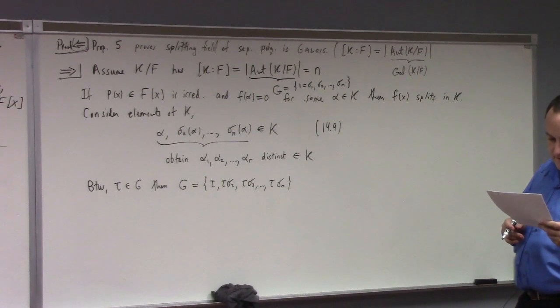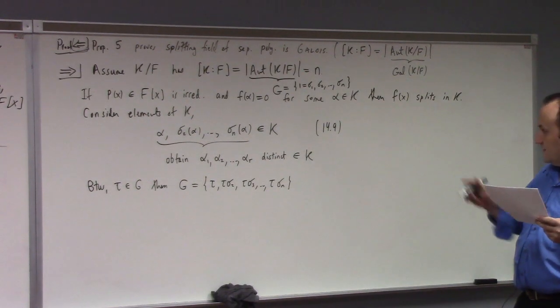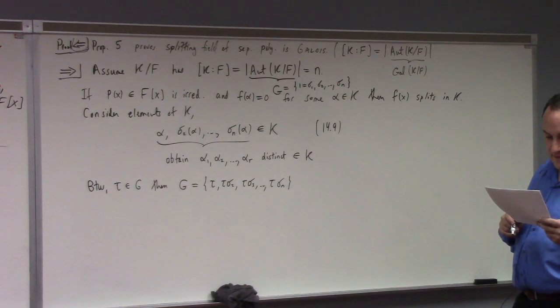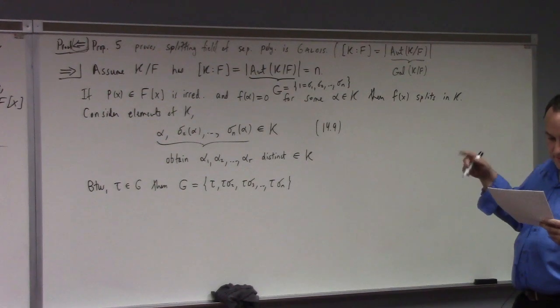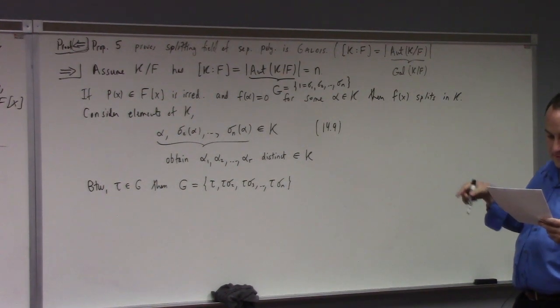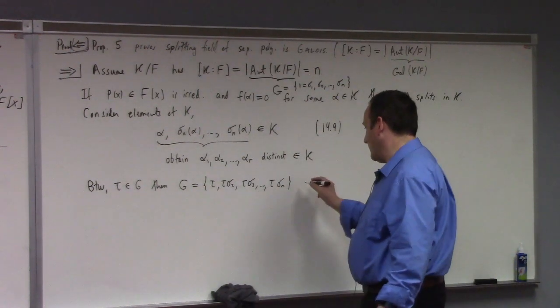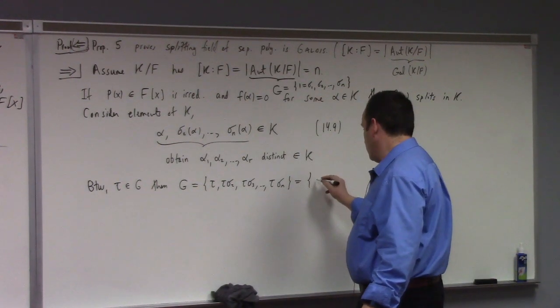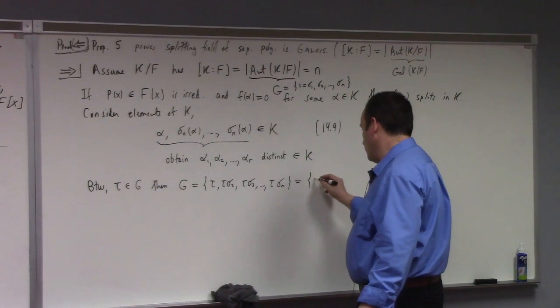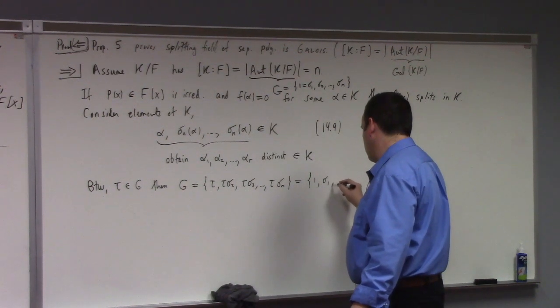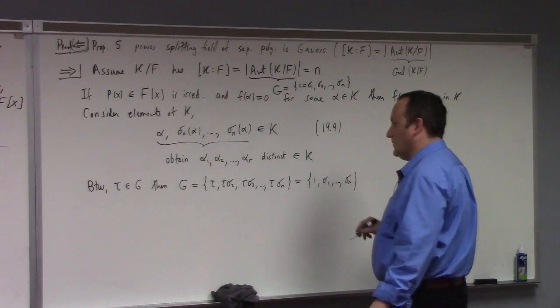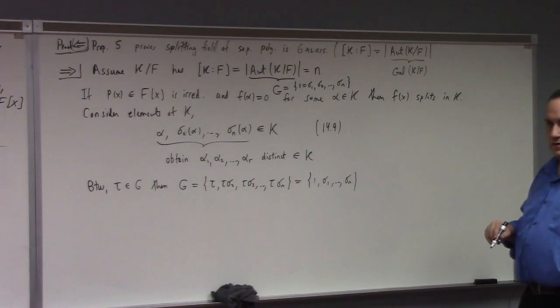He says, therefore, it follows that applying tau in G to the elements in equation 9 simply permutes them, right? So in particular, applying tau to alpha 2, alpha 3 to alpha r permutes the elements. Right? So, in other words, this is just equal to, do you understand what he's saying?